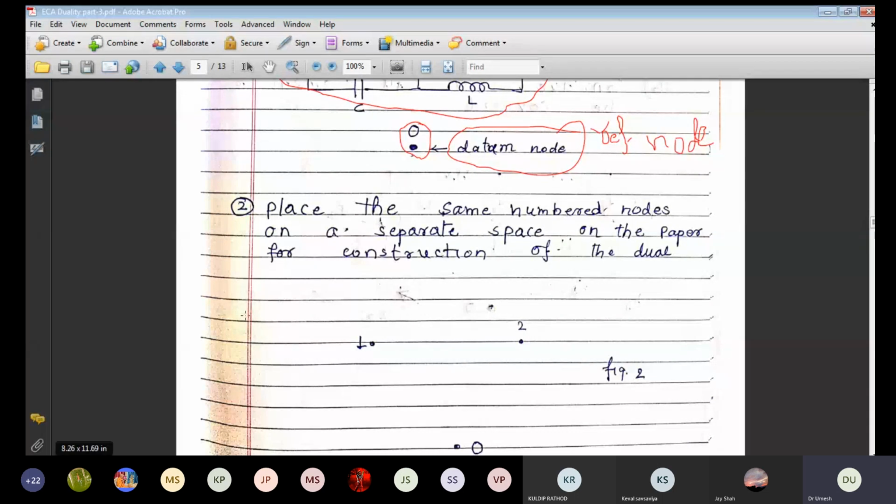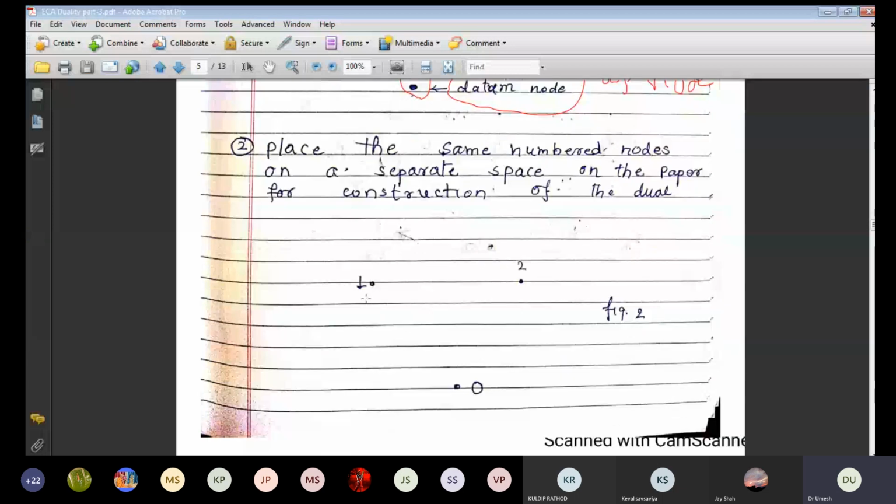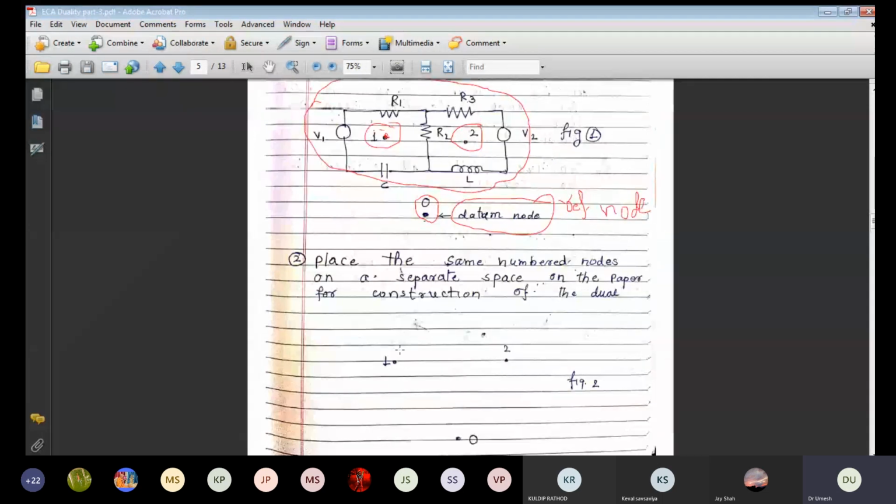What you have to do is, on another paper, put the dots as we placed them here, 1, 2 and 3. You put them as they are, 1, 2 and 3, on a blank paper. I have to draw both circuits in the same place, with 1, 2 and 0. So the first step is you put the dots, the second step is you put the dot outside, where we now have to make this dual network.